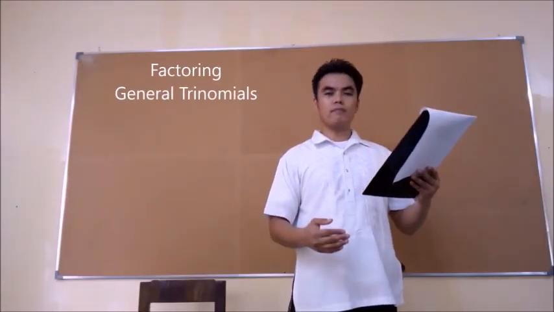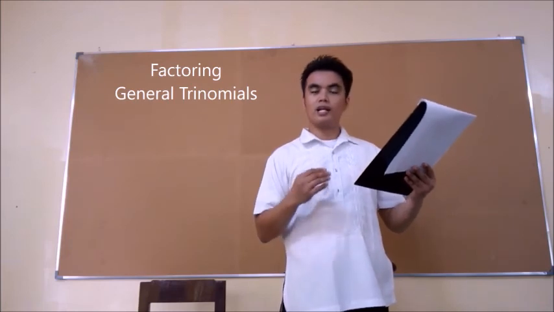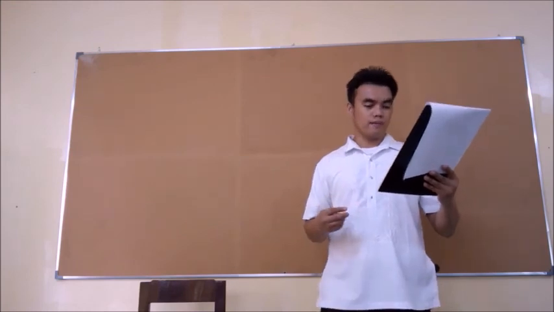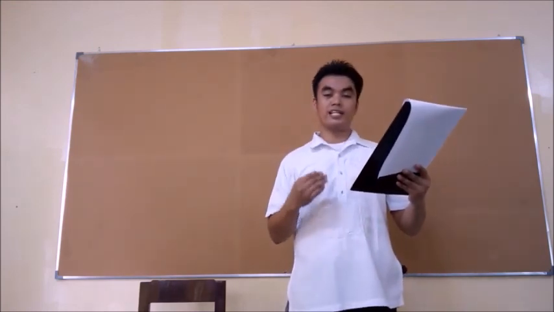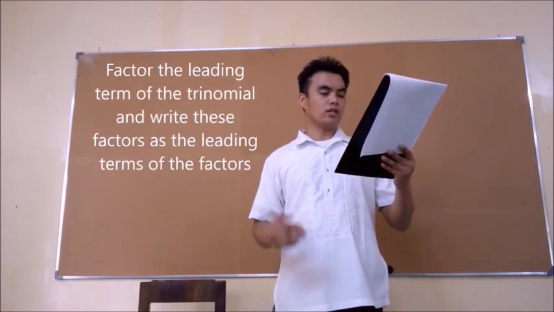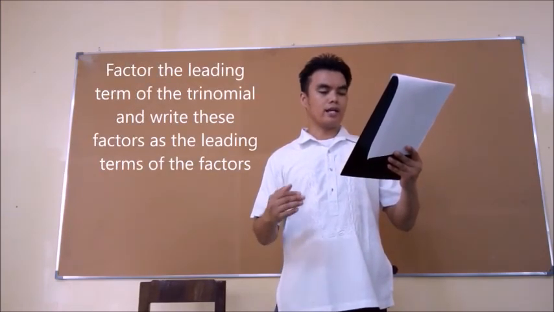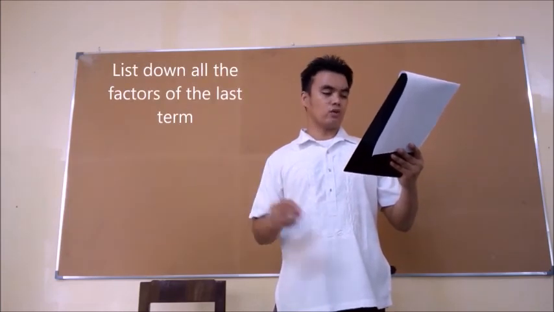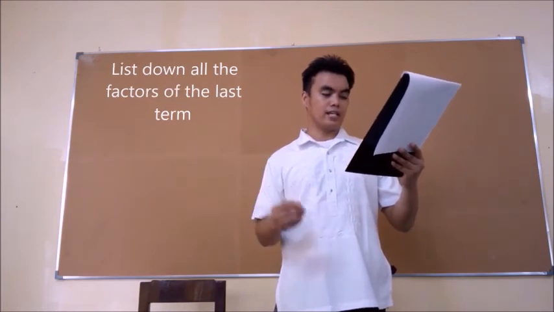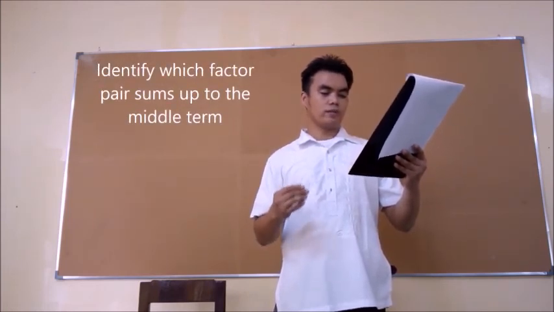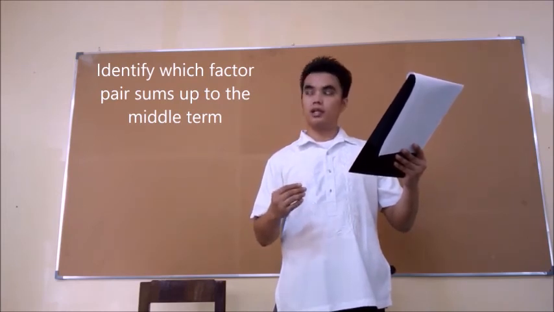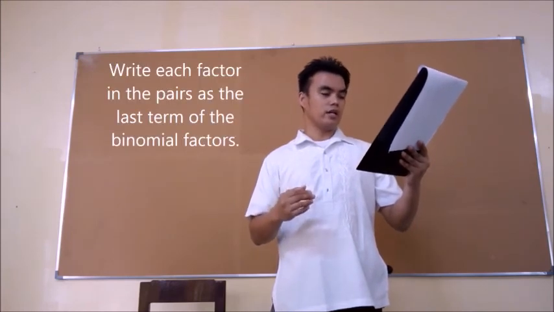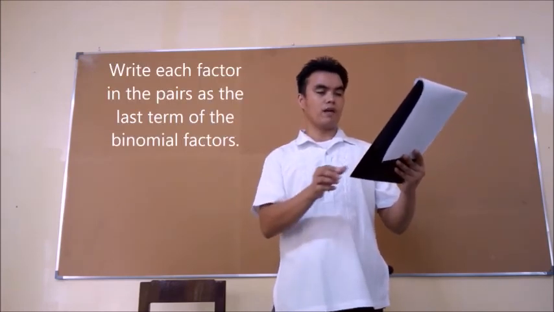So, these are the examples on how we can factor a trinomial which is not a perfect square trinomial. To factor trinomials with 1 as the numerical coefficient of the leading term, first, factor the leading term of the trinomial and write these factors as leading terms of the factors. Letter B, list down all the factors of the last term. Letter C, identify which factor pair sums up to the middle term. Then, letter D, write each factor in the pairs as the last term of the binomial factors.